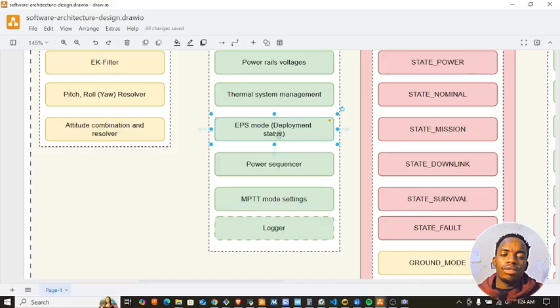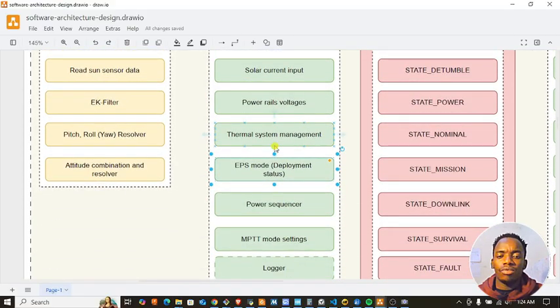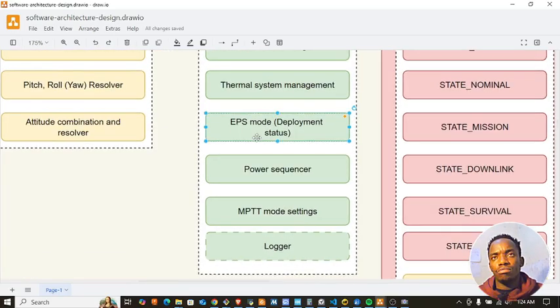Then we have the EPS mode. So what mode are we in terms of the electrical power system? This is determined by mechanical switches, for example, the remove before flight switch or the deployment switches, right? So if the CubeSat has been deployed or not, if it's on the ground or not, you can easily determine that implementation, right? Next, you have the power sequencer.